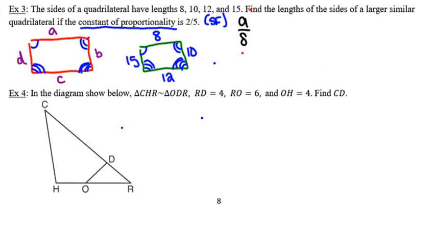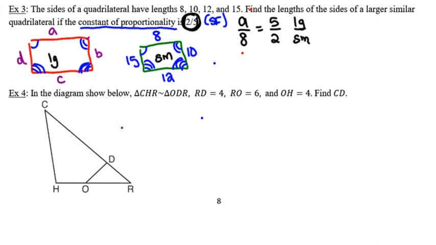I'm going to compare A to 8. Keep in mind that this is my larger quadrilateral, this is my smaller. So when I go to use that scale factor, I'm going to have to write it as 5 over 2, such that I'm always comparing large to small. And again, I can't write this first ratio that compares large to small and then use the constant of proportionality or the scale factor in such a way that it compares small to large. And that's why I reversed that constant of proportionality or that scale factor.